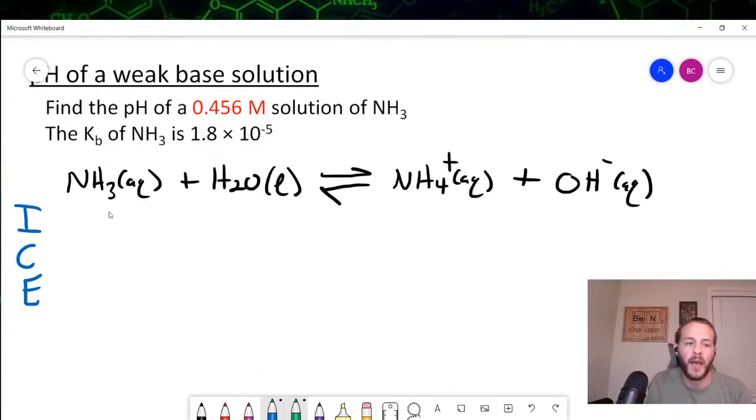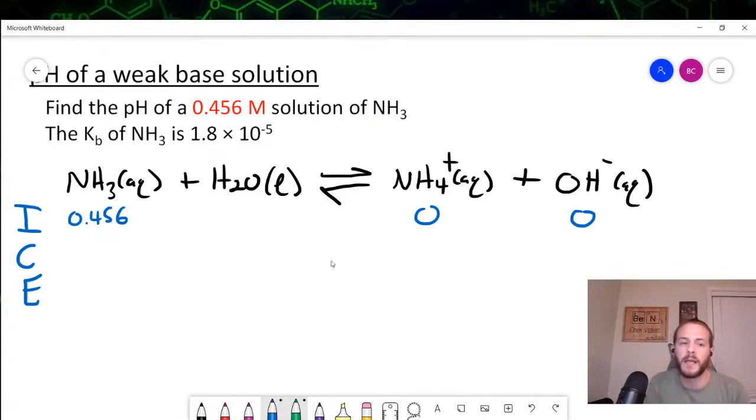So initially we have 0.456 molar NH3. We can assume that the initial concentrations of ammonium and of hydroxide are both 0. There is going to be some hydroxide just in the water by itself due to the auto-ionization of water. Water will produce hydroxide ion on its own, but it does so to a very, very small degree. So because that degree is so small, we can just ignore it from the calculation, right?